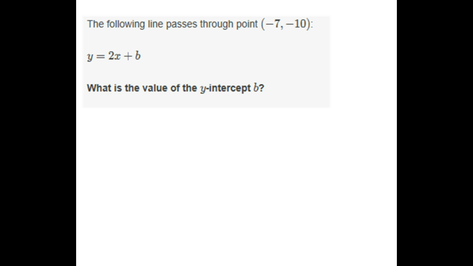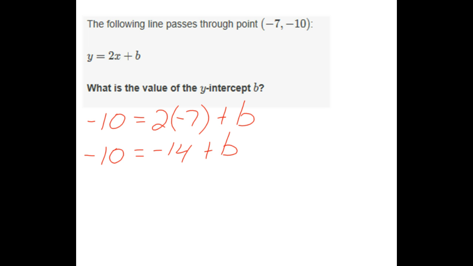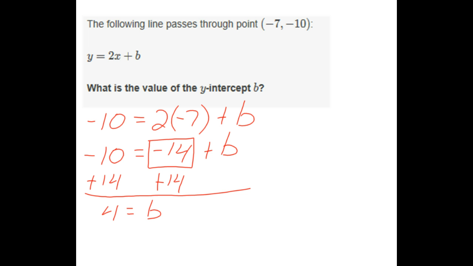Here, y is negative 10. Negative 10 is equal to 2 times x, which is negative 7, plus b. So negative 10 is equal to negative 14 plus b. How do I get rid of a minus 14? I add 14. When I do that, I get 4 is equal to b. And that is your answer. B will equal 4.